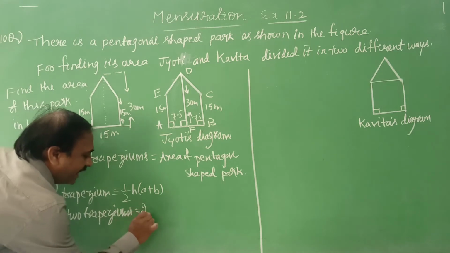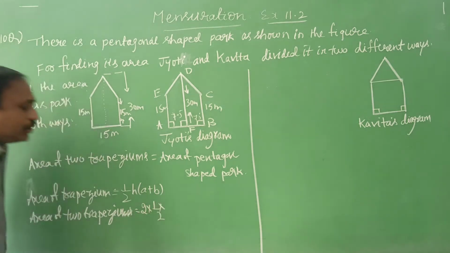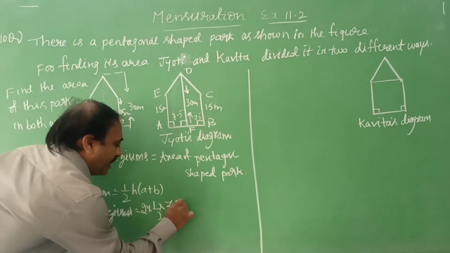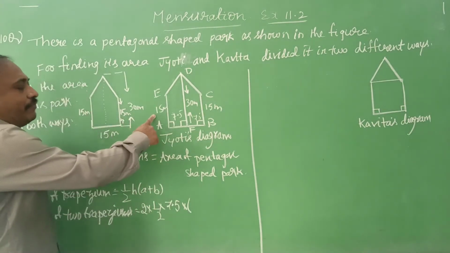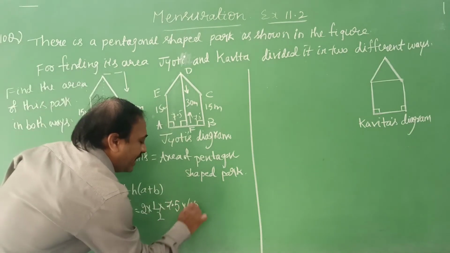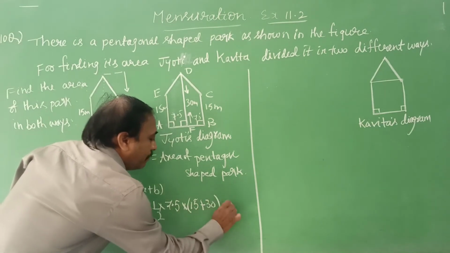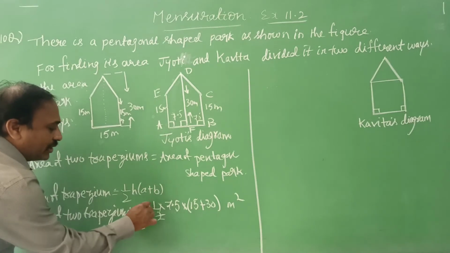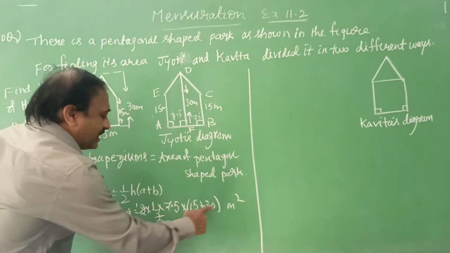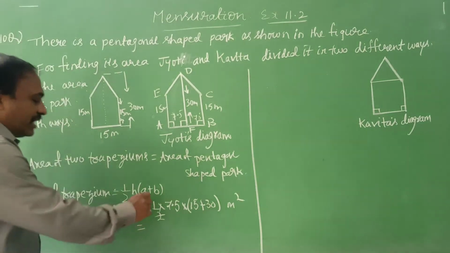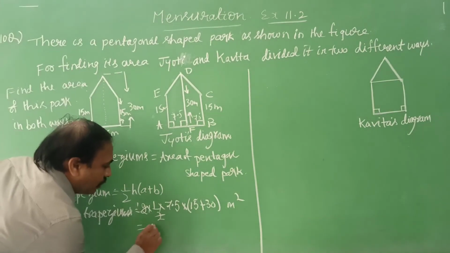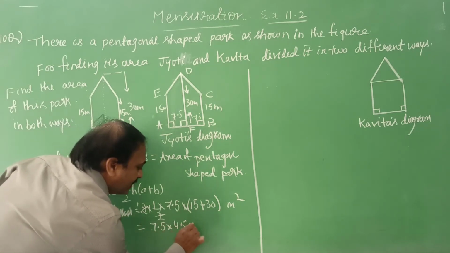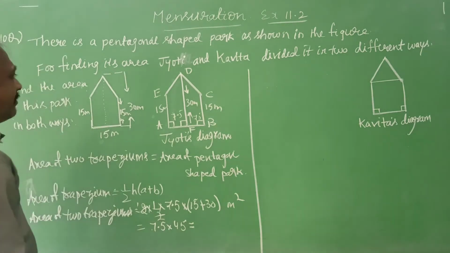Area of 2 trapeziums is equal to 2 into 1 by 2 into the altitude. Height is 7.5 for both. 7.5 into a 15, b 30. 15 plus 30 meter square, which is equal to, here you see 2 and 2 get cancelled. 15 plus 30, 45. 45 into 7.5.